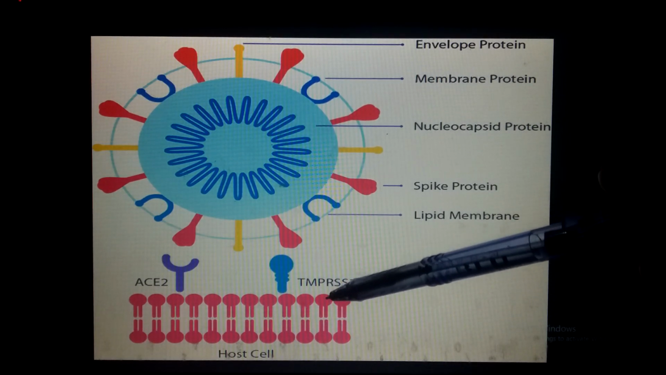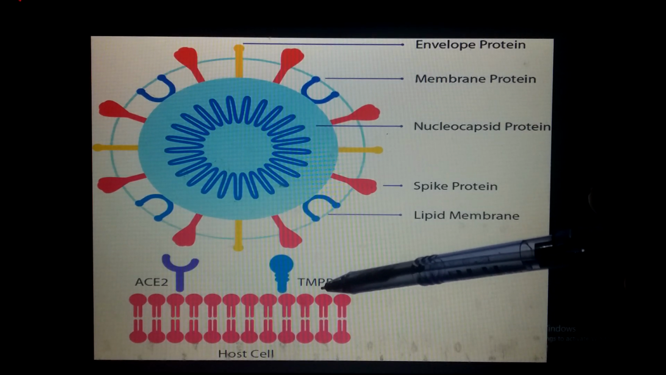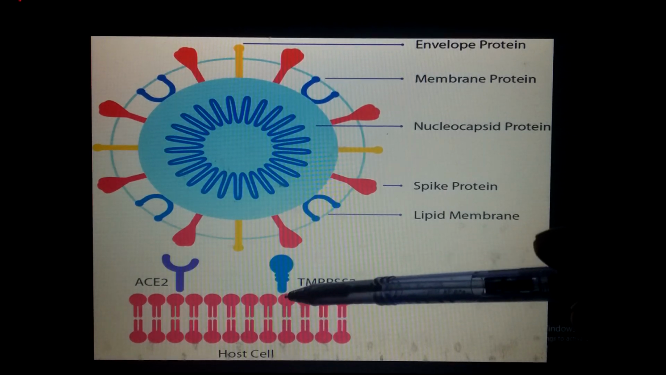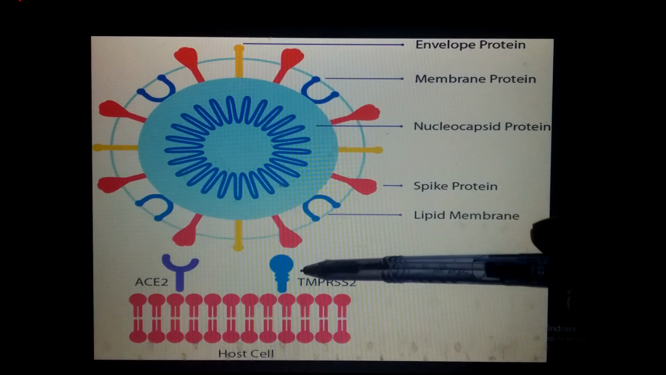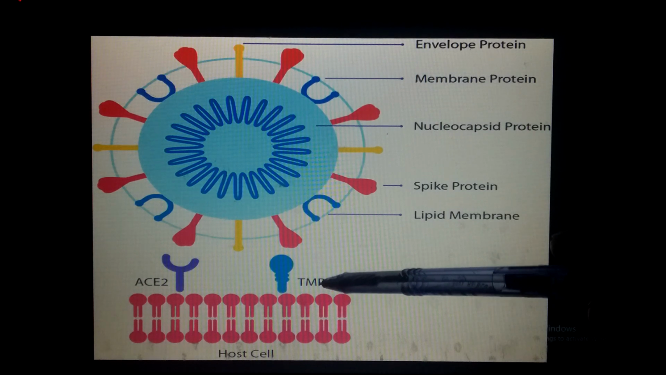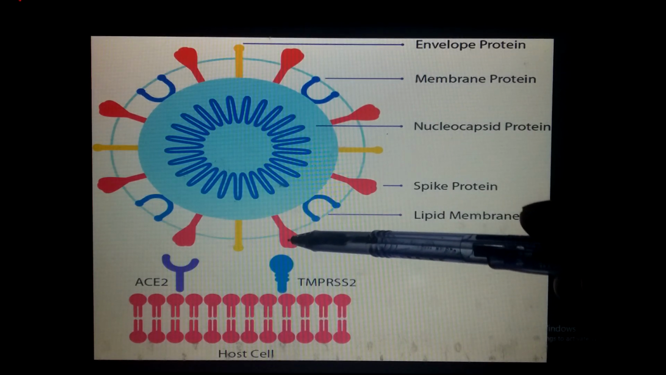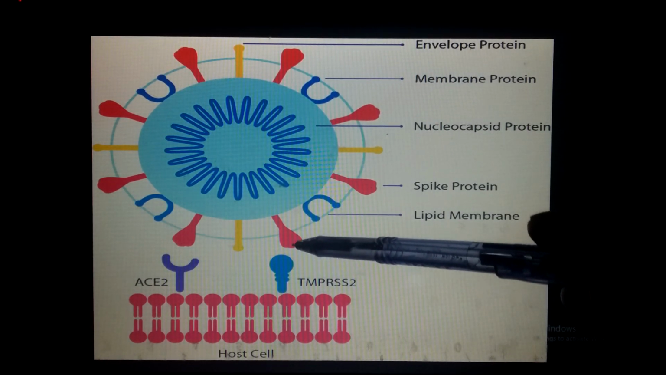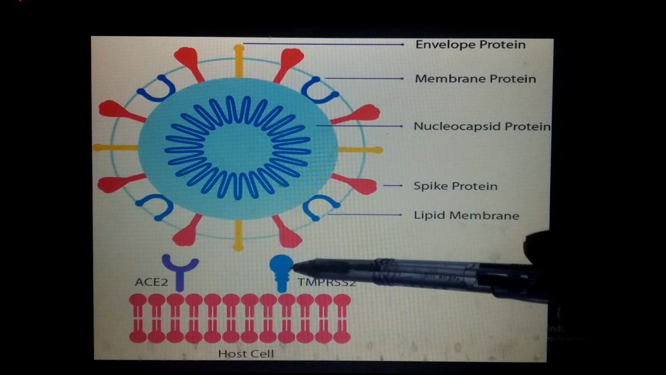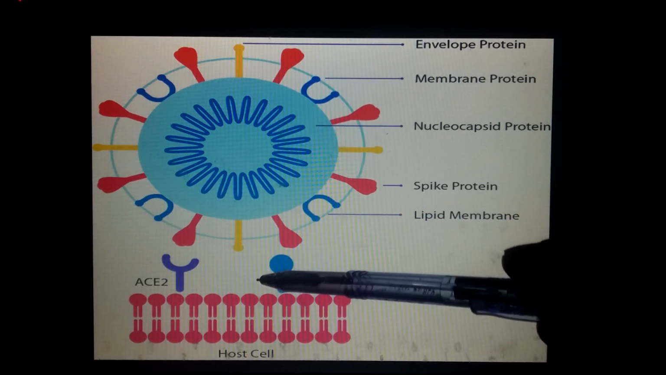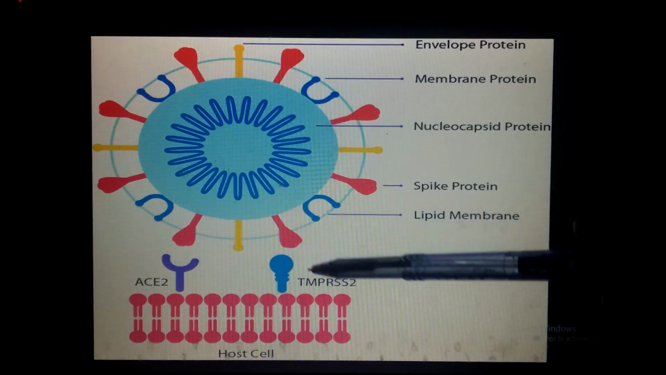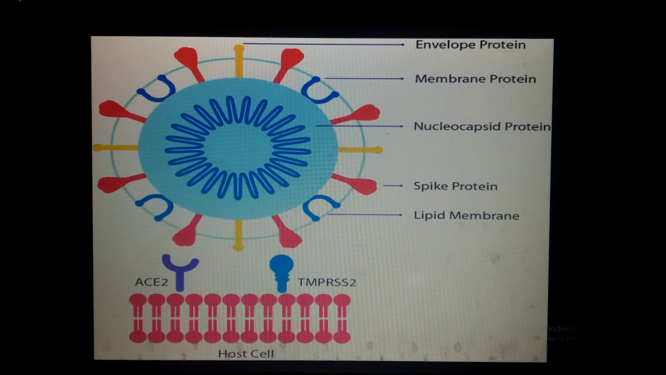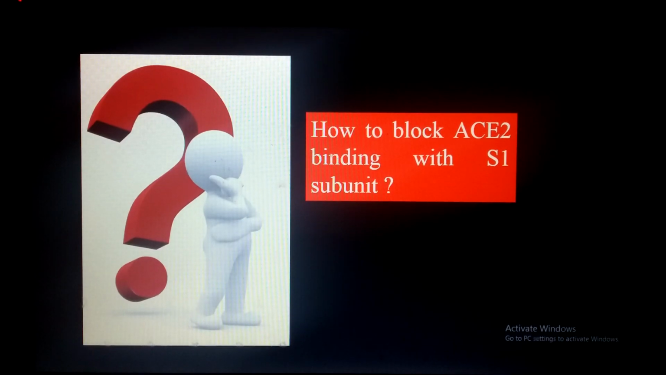And you can see here the transmembrane protease on the host cell. This transmembrane protease activates the spike protein, meaning the S1 protein, to bind with the receptor or mediate the infection. Is it clear now? Now, how do we block the ACE2 binding with the S1 subunit?